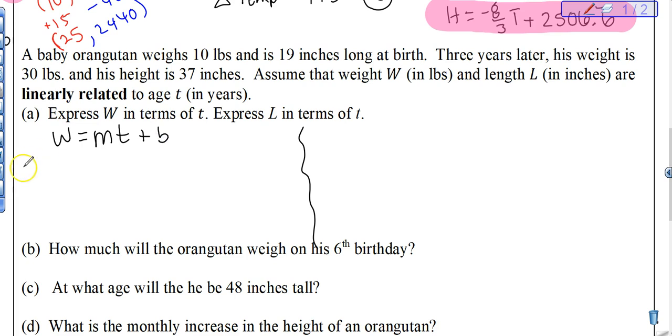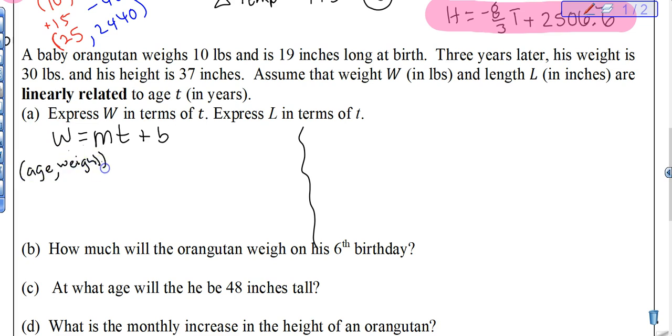So let's identify what our x is. Define it. T. What's T? Age or time, right? Okay, we'll do age. And what's W? Weight, right? So we're defining, I'm fixing that because it looks terrible. Okay, so age versus weight.